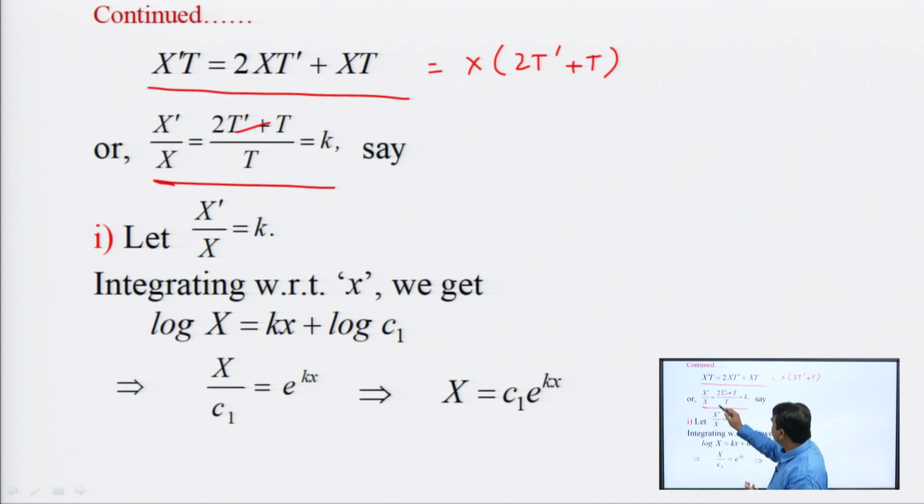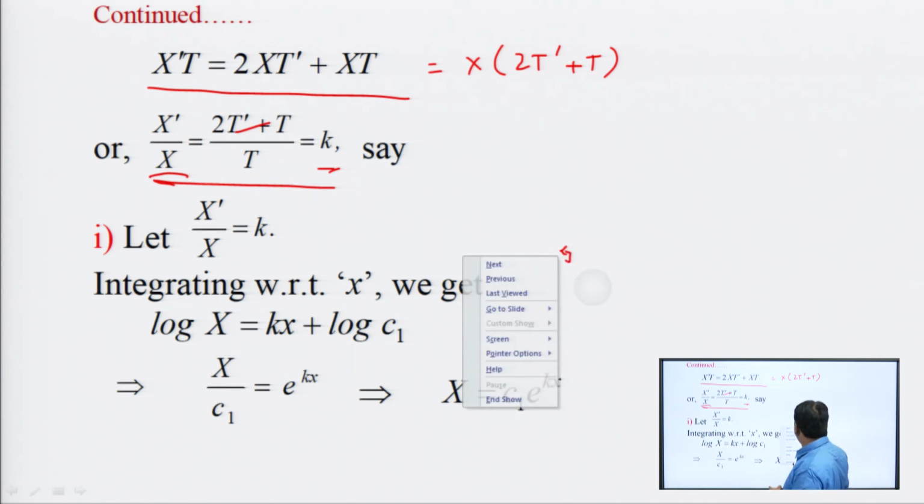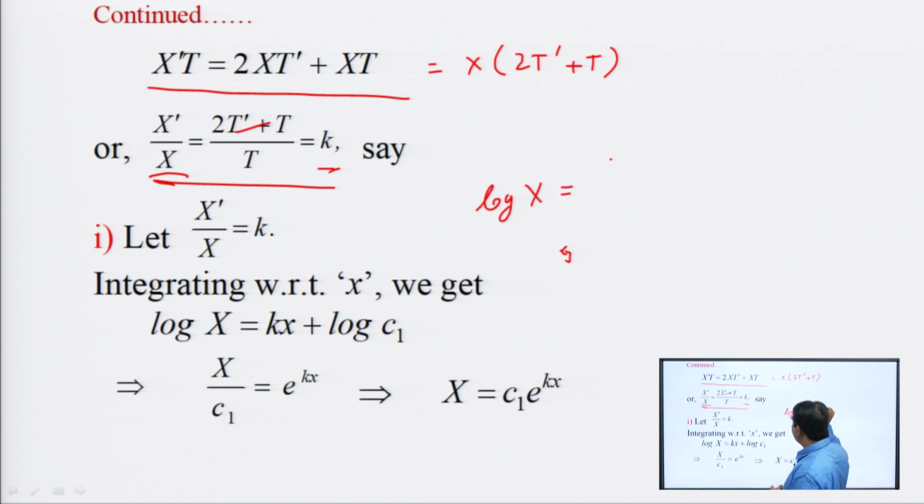So, if we take the first one, that is X dash by X is equal to k, then of course the numerator is the differential coefficient of the denominator. Integrating with respect to x, on the left hand side we will get log X is equal to the integral of k dx plus a constant, that is log C 1. When we integrate this we will get k x.